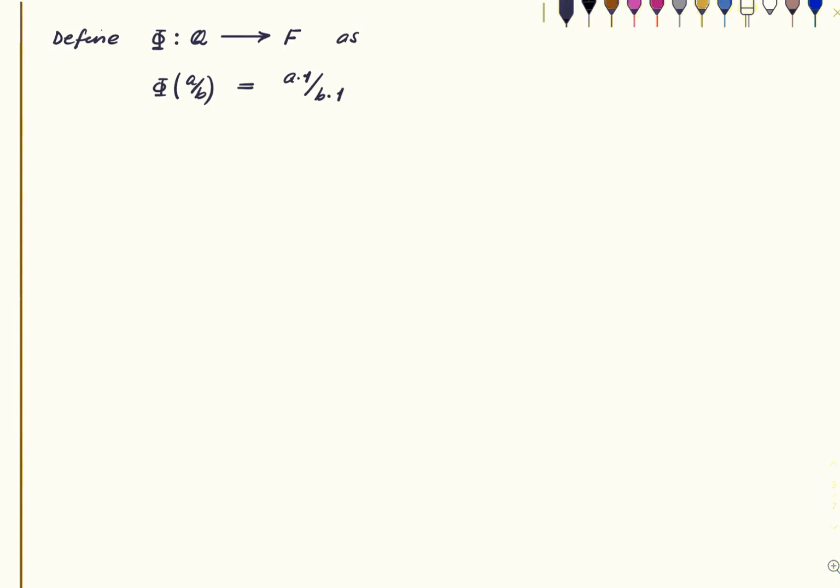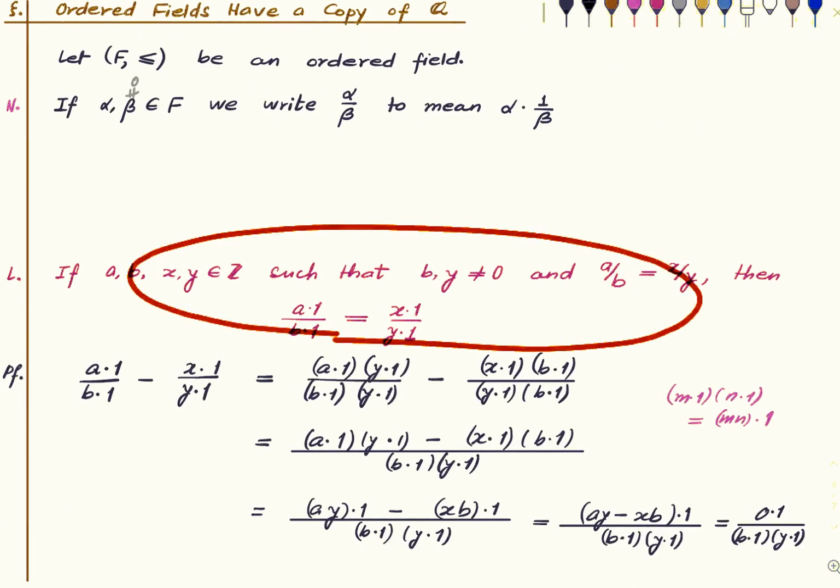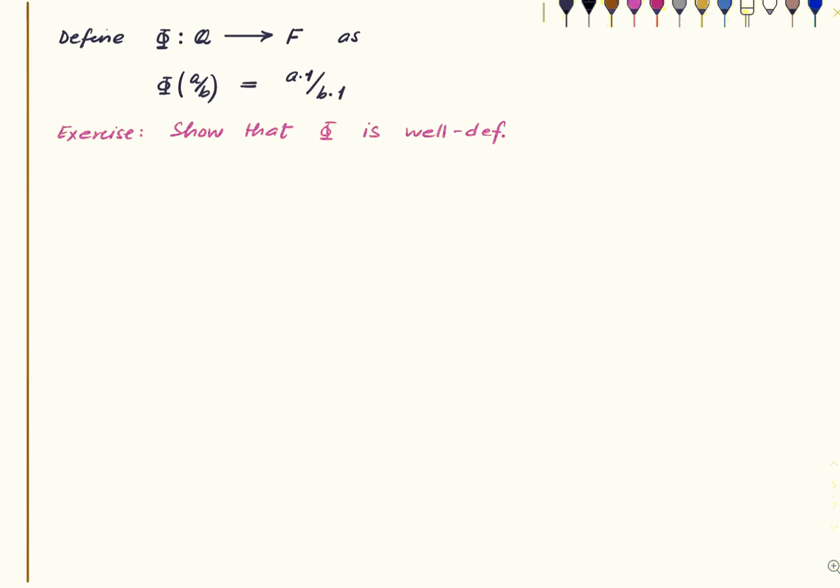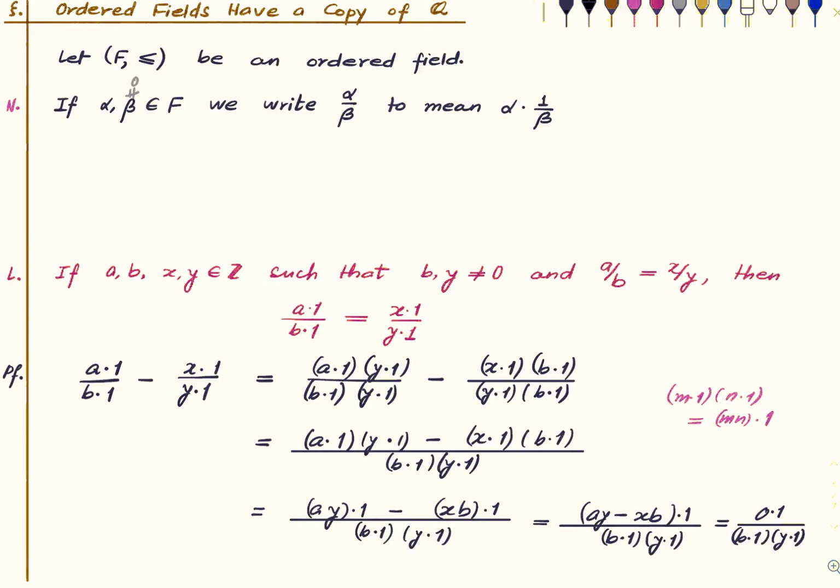So, exercise, show that phi is well defined. This is immediate from the previous lemma. This well definedness is basically this statement. So that's that, and show that phi is injective. So this injectivity is the converse of the previous lemma. If you have this, then you want to show that. You can just reverse these steps.